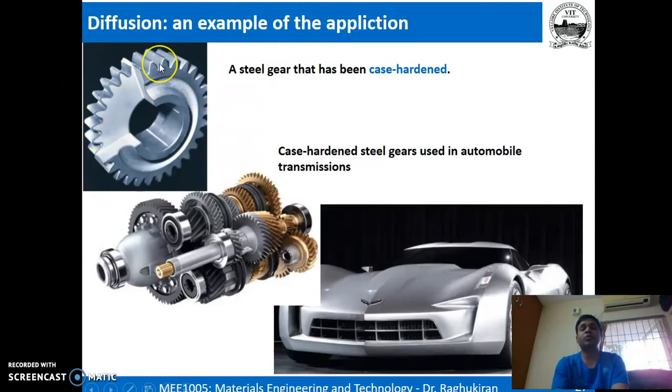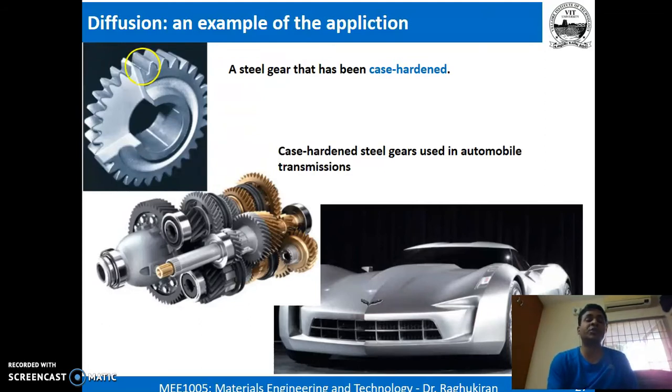So I will increase the hardness only at the surface by changing its chemical composition at the surface. This is possible by different techniques, and all these techniques have their foundation in the ability to diffuse other elements, because you want to alter the chemistry by diffusing some other element.